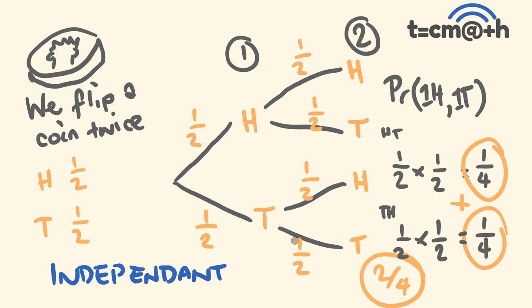So something to be aware of. That's the product rule, where we multiply these if we're looking at something occurring in a line like that. And if we've got something which is occurring, and we're saying we want this or this occurring, we're going to add them together. That's the addition rule. So I'm going to go through another example and show you just a variation of this.